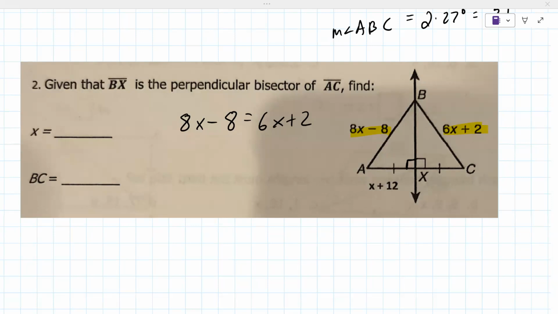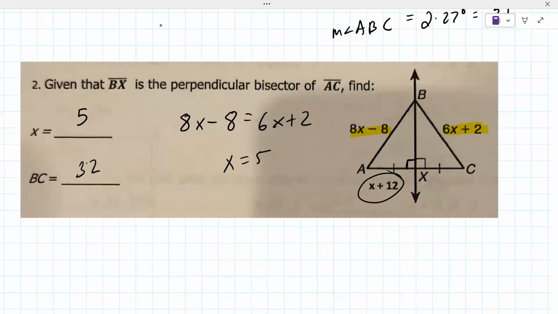So X equals 5. Okay, I agree. It's kind of odd how they've, I mean, the x plus 12 is completely unused. I don't really know why that's there, but could you find B to C for us, please? Yeah, I have 32. It's 32.